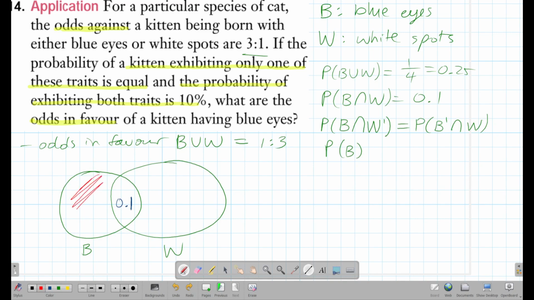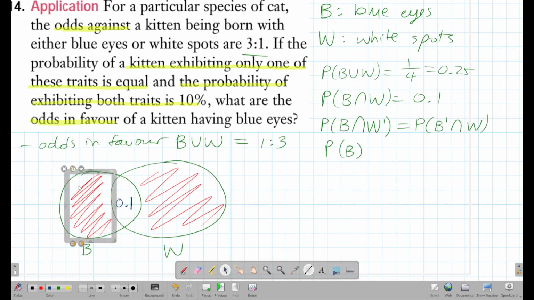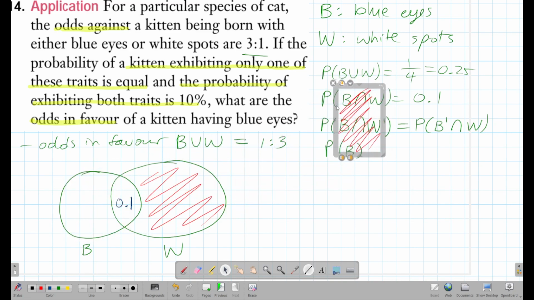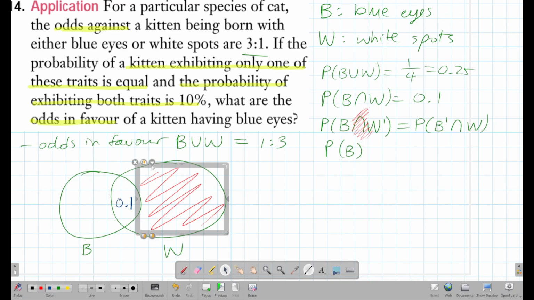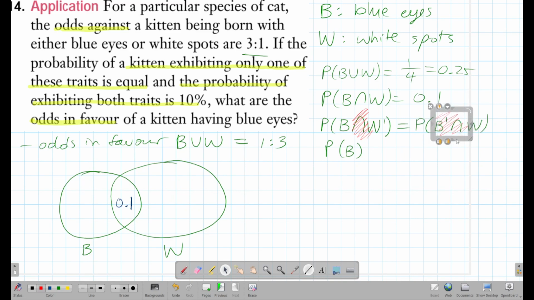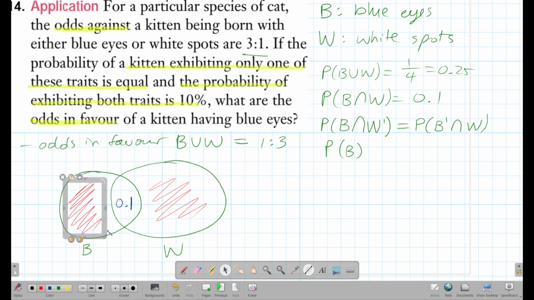this part here is equal to this part here, because this part is blue eyes but no white spots. So this part is this. And then this part here is white spots but no blue eyes. So that part is there. So we know that these two parts are equal. And we also know that the entire thing adds up to 0.25.